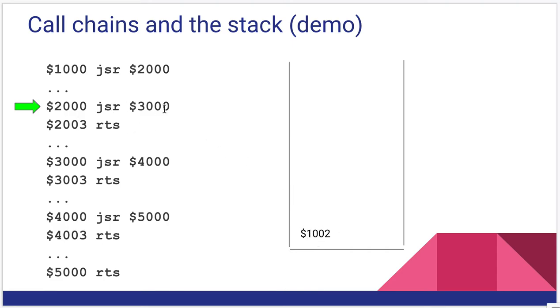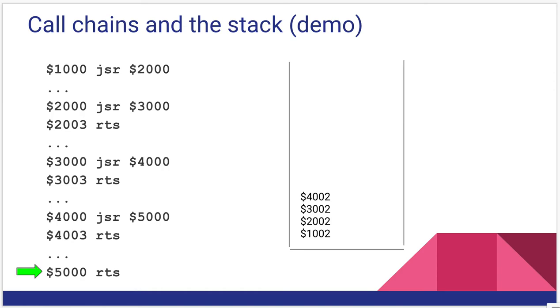Well, 2000 is a jump subroutine to 3000, so let's see what happens. We jump to 3000 and we push 2002 onto the stack. Well, 3000 is a jump subroutine to 4000, so it's going to push 3002 onto the stack and jump to 4000. 4000 is a jump subroutine to 5000, so it's going to push 4002 onto the stack and jump to 5000.